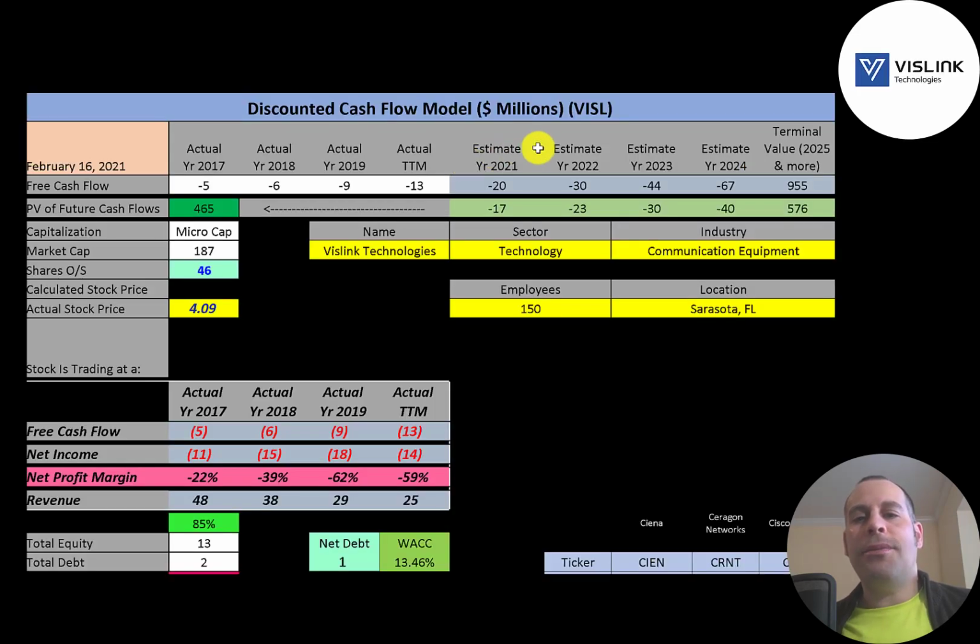We estimated 4 years of future free cash flows. We also estimated a terminal value, which is all cash flows past year 4, that's $955 million. We discounted those numbers back to today using the weighted average cost of capital. We get a value of the company of $465 million. We divide that by 46 million shares. And we get a calculated stock price of $10.17. They're trading at $4.09, so they're trading at a 60% discount. It's a buy according to the model.